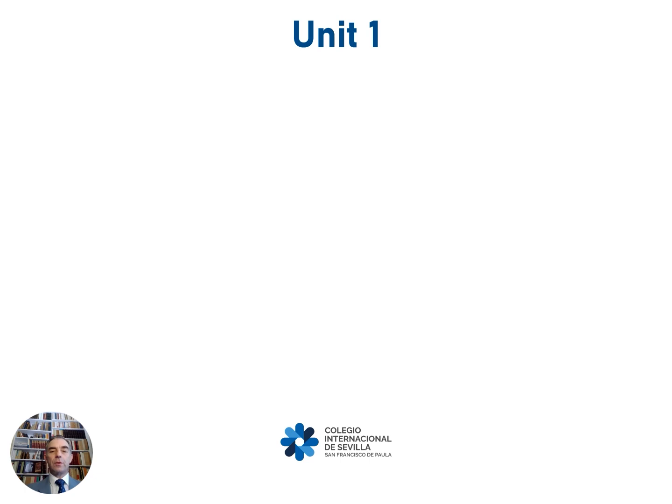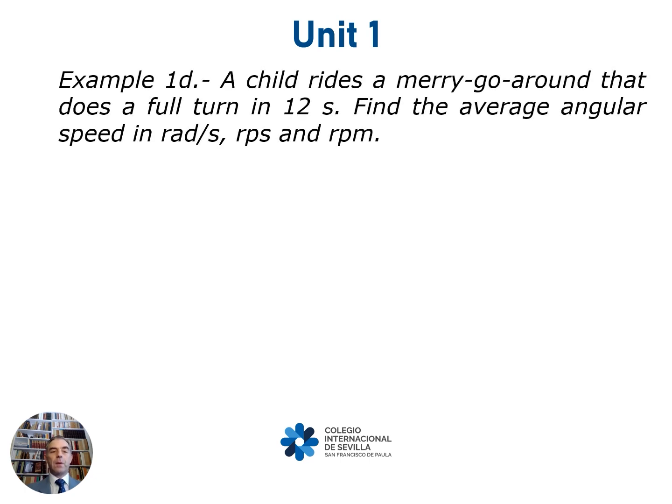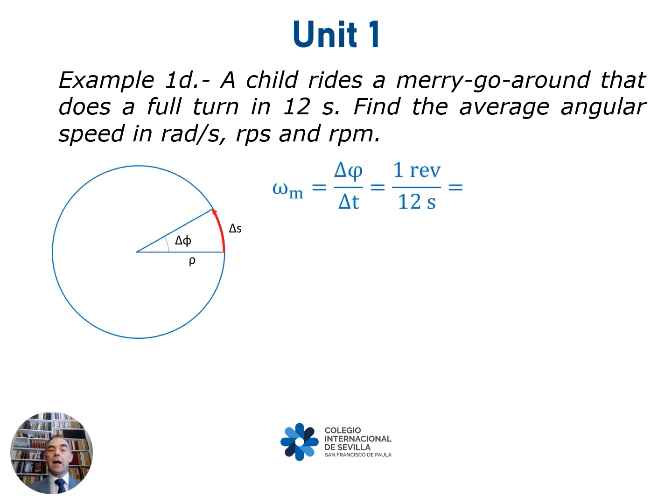Let's do a problem to illustrate what we just saw. Example 1D: a child rides a merry-go-round that does a full turn in 12 seconds. Find the average angular speed in radians per second, revolutions per second, and revolutions per minute. We will start with the scheme as always, and we see that the average angular speed is the angle swept divided by the time it takes to sweep it. And we are told that it does a full turn, meaning a revolution, in 12 seconds, therefore a revolution divided by 12 seconds.